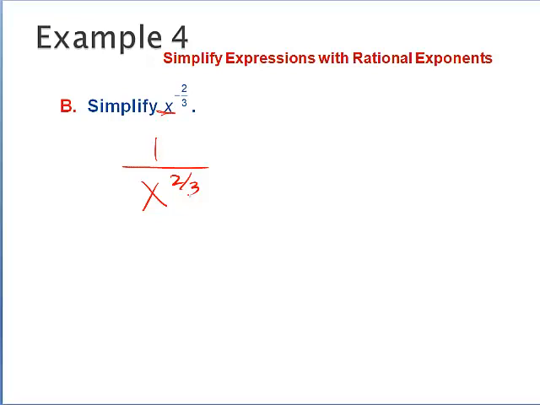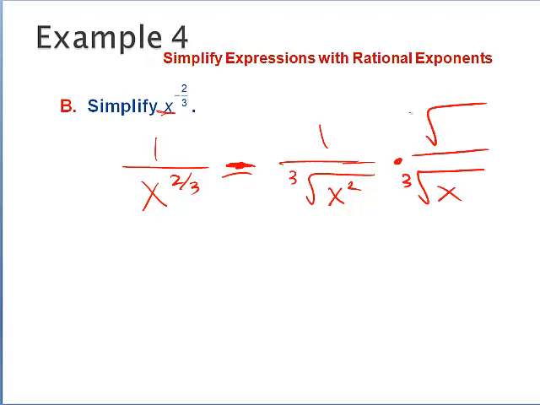Now here's the thing. Although this doesn't look like a radical, it actually is because it's equivalent to 1 over the cubed root of x squared. And as we learned in an earlier section, we can't have a radical in the denominator. So what we're going to do is multiply this by the cubed root of x.